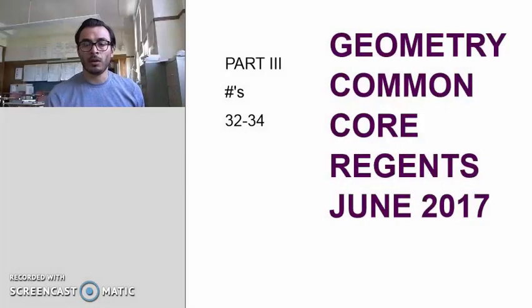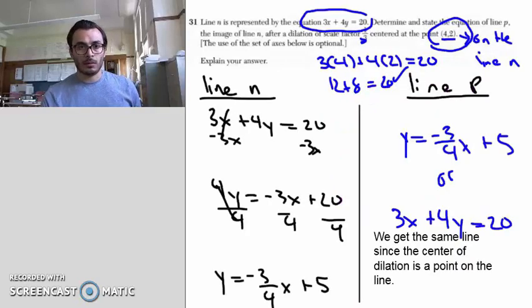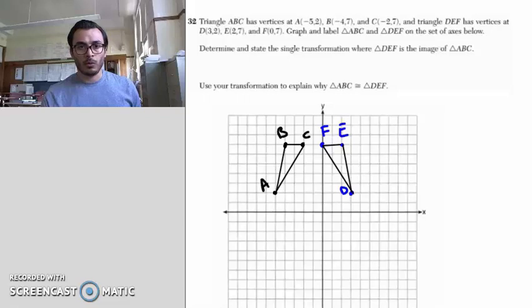Okay, part 3 of the Common Core Geometry Regions, June 2017. So what do we got? Number 32. In number 32, we are given triangle ABC and its coordinates, and we are given triangle DEF and its coordinates. We are asked to graph and label these triangles, which I already did.